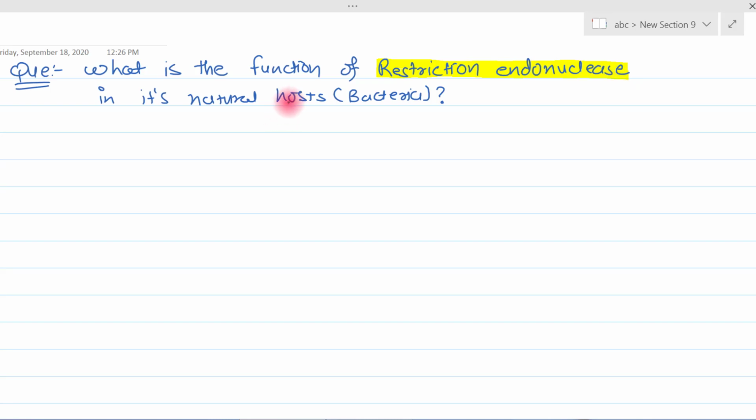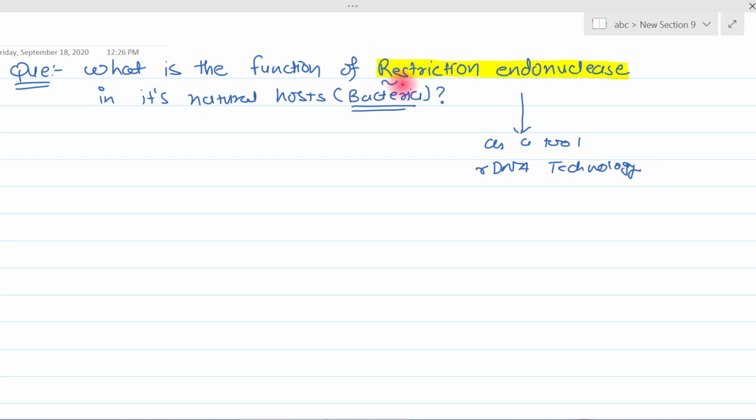In this video tutorial, we are going to discuss the function of restriction endonuclease in its natural host, that is bacteria. We know that restriction endonuclease is useful as a tool in recombinant DNA technology.